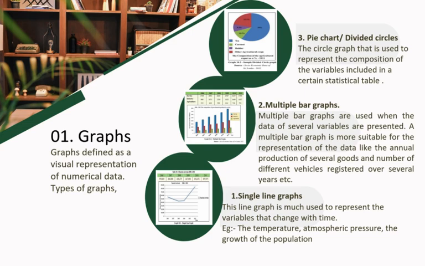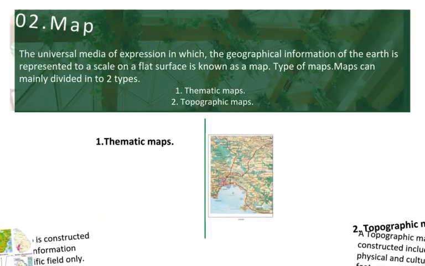Next one is the pie chart. The circle graph is used to represent the composition of the variable included in a certain statistical table. Let's move on to the next one.